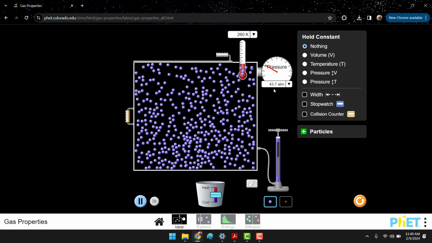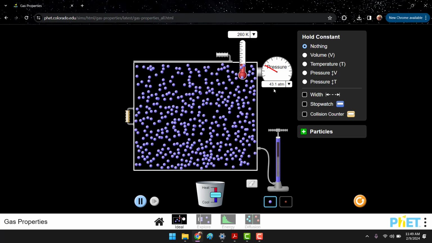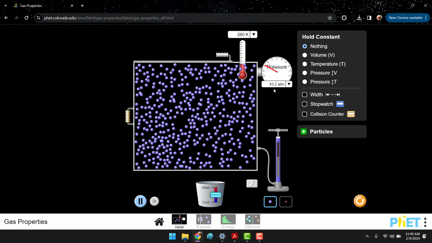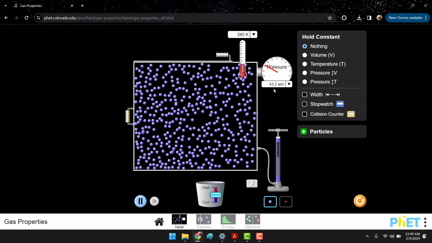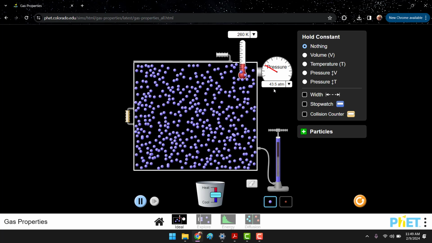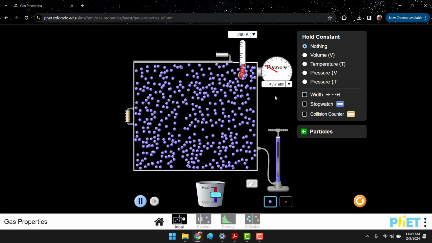All right, so this is a way to think of gas and gas molecules conceptually. We want to think about what's actually happening with these molecules. We want to visualize it.